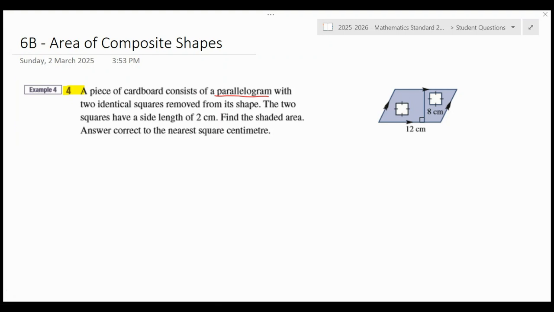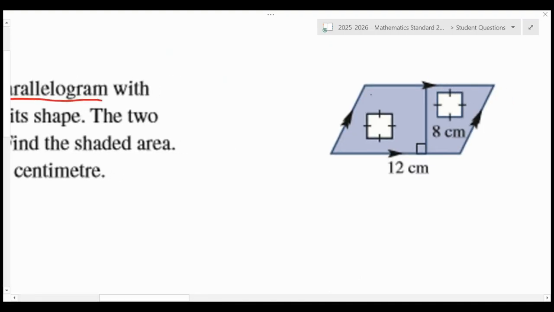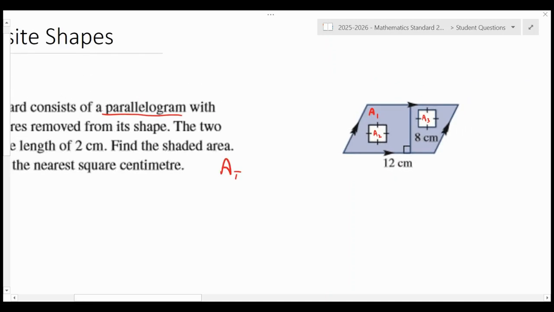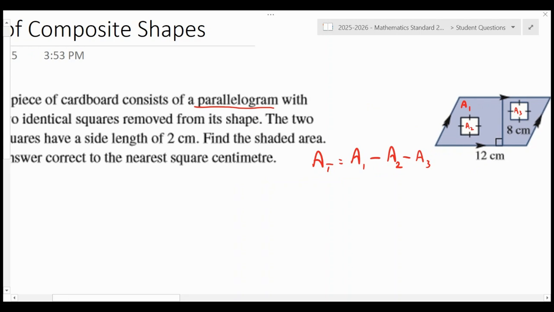So, all right, what we're going to do, same as we talked about at school, we're going to have area 1 there, and I'll call this area 2 and area 3. So there are our three areas, and in this case, our total is going to be area 1 minus area 2 and area 3, because they're the two we want to take out because we only want the shaded area. I hope everyone's okay with that.